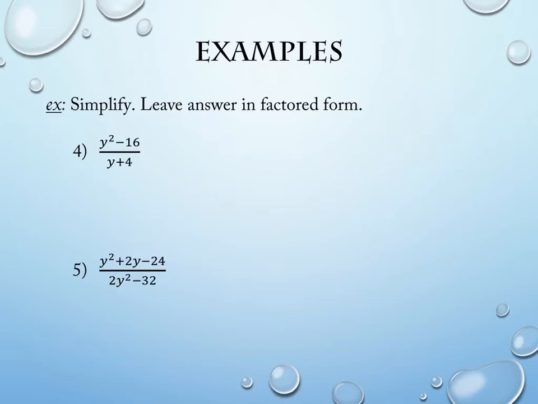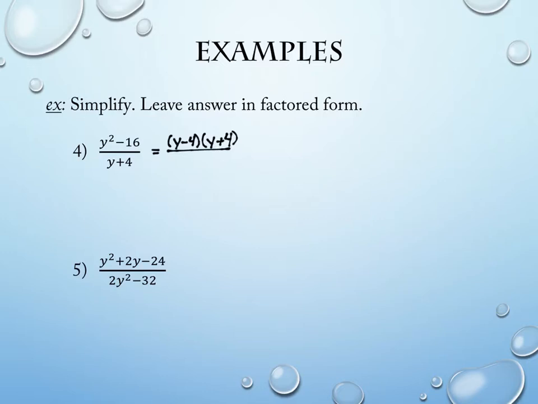It's a difference of squares. So I have each piece squared, and it's a binomial, right? And it's subtraction in between. James, what will this factor into? Y minus 4, y plus 4. Mm-hmm. Is that all right?